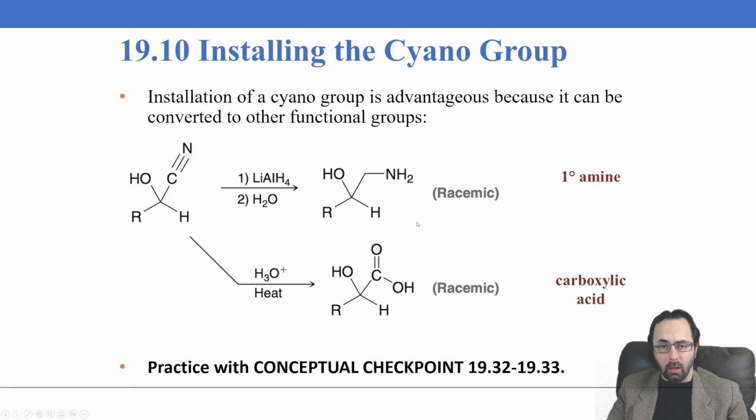Now, one reason why you might want to install this group is, number one, it adds an additional carbon atom. So remember, we don't have too many synthetic ways to add additional carbon atoms. We've got the Grignard reaction, we've got the alkynide ions, the deprotonated carbon-carbon triple bonds, which can serve as nucleophiles to add carbon atoms. But this is the third way that we have recognized here of adding additional carbon atoms, through the installation of the cyano group here.